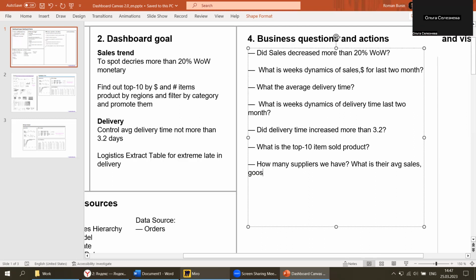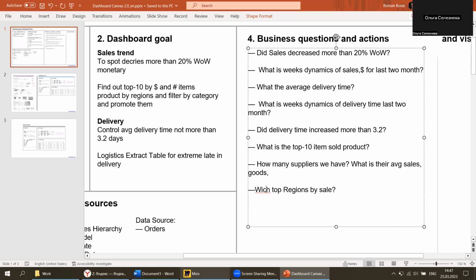I guess we can add the info about regions, something like what are the top sellers, regional sellers. Okay, top regions. I see. Okay.